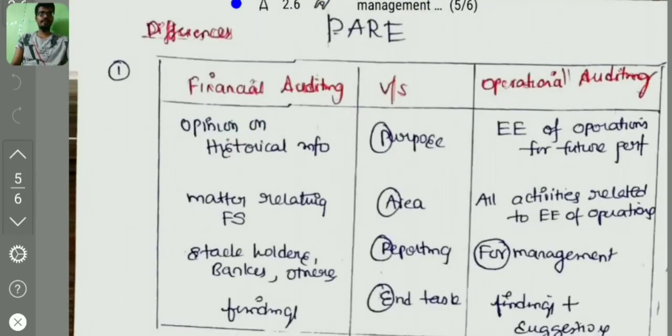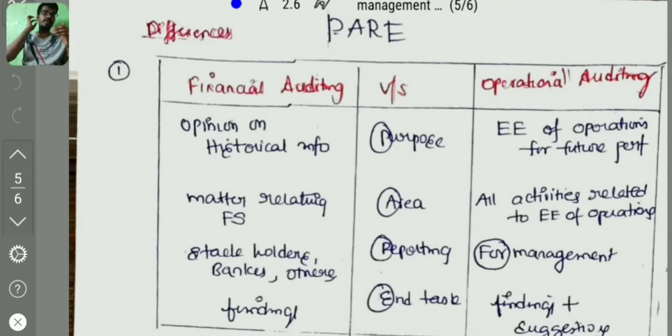And coming to our last part, we will discuss the difference between the different types of audit. What is the difference between financial auditing and operational auditing? At present, the difference is PARE: P-A-R-E, purpose, area, reporting, end task. Purpose: what is the main purpose of financial auditing? To give an opinion on the historical financial statements. What is the main purpose of operational auditing? To check the efficiency or effectiveness of the operations for future performance.